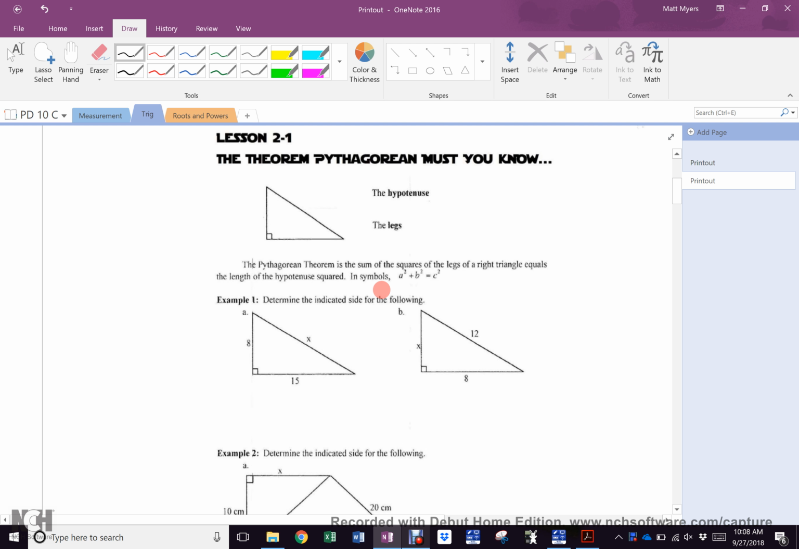But it's stuff you need to know to be able to discuss trigonometry with me. Okay? So we'll start with this real easy. What do you know about the hypotenuse? It's the longest side. How do you know that?